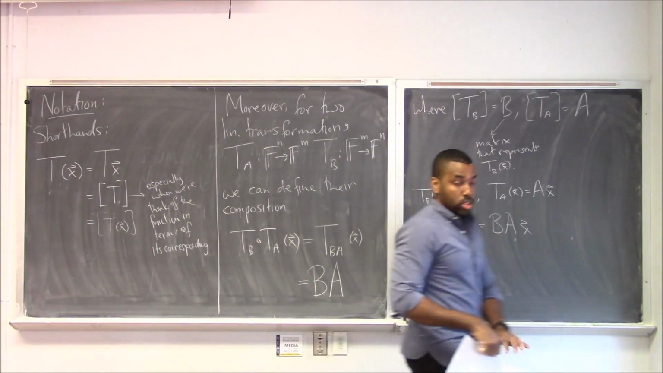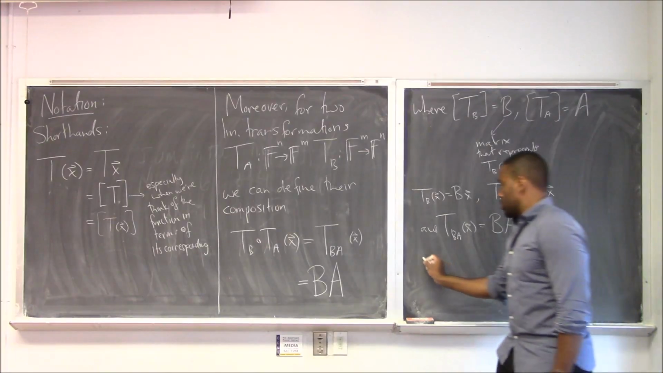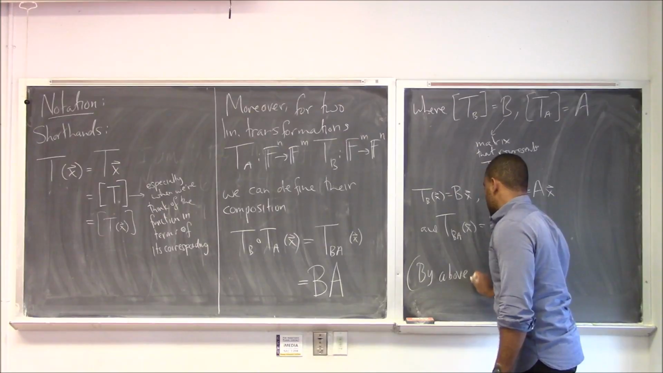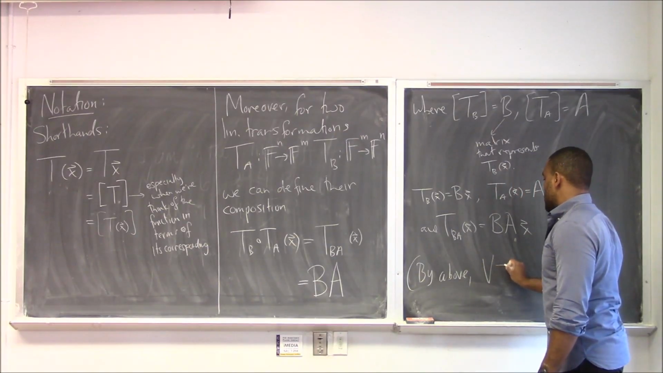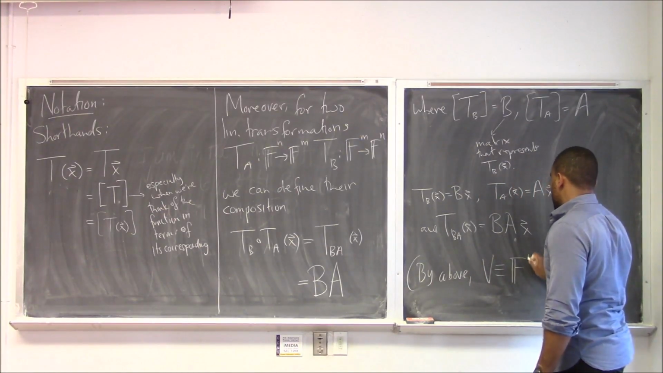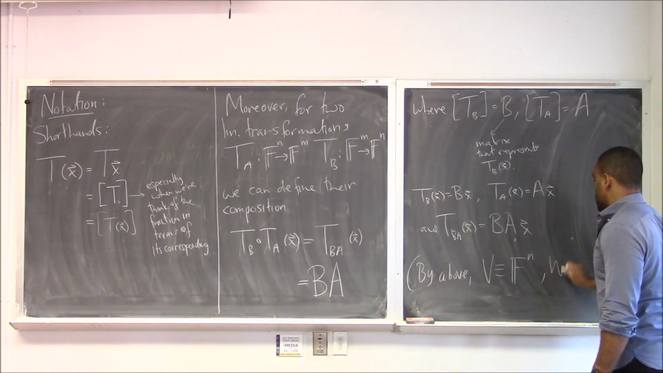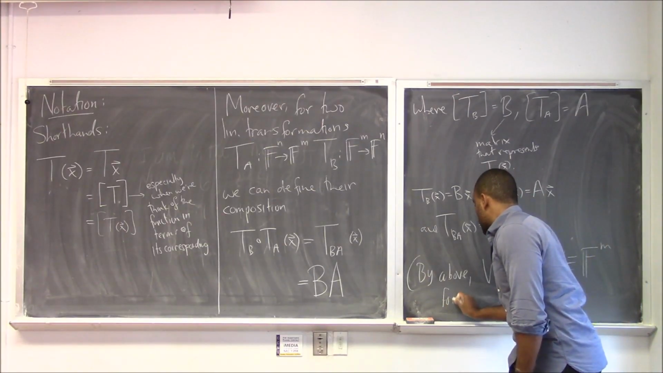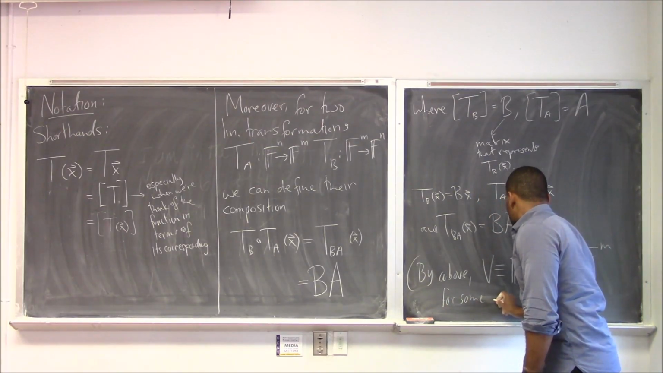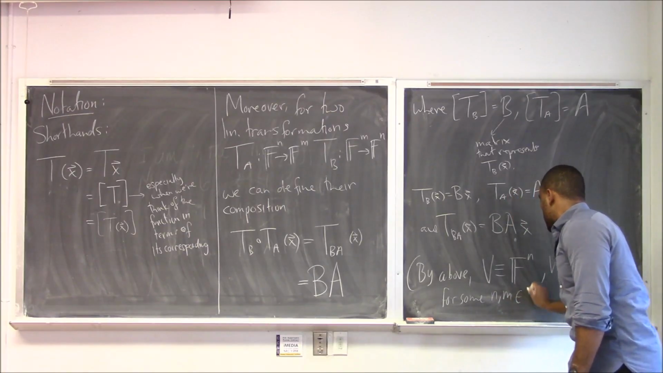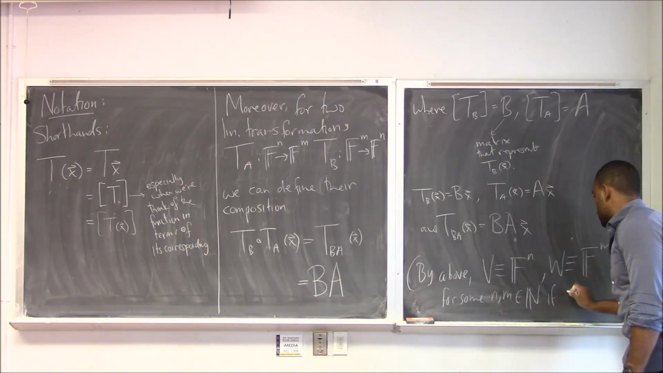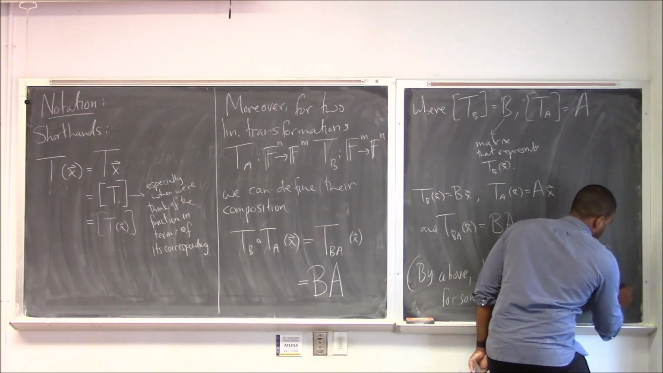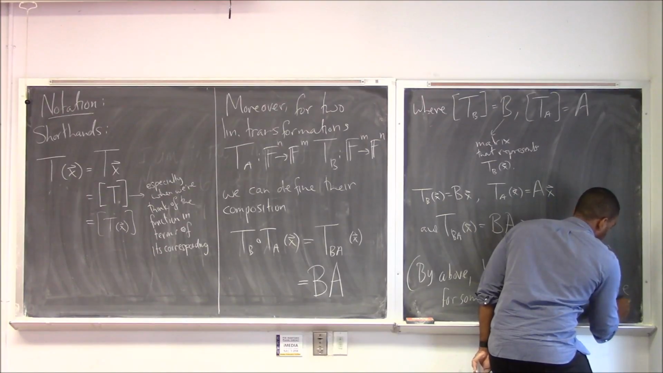So we're connecting the general to the more specific. And note by above, how far above we wrote it, we can think of V being somehow equivalent to Fm and W being somehow equivalent to Fn for some n, if both are finite dimensional.